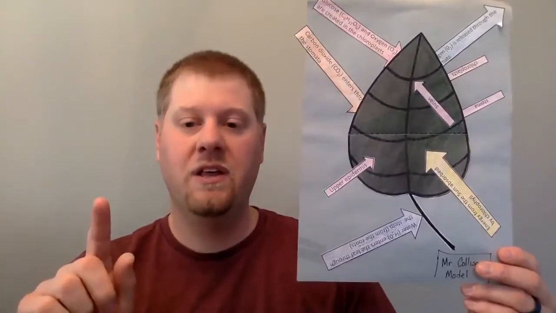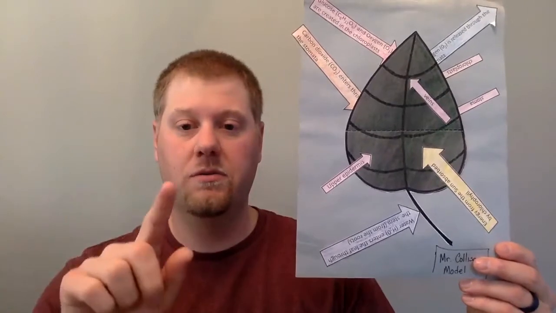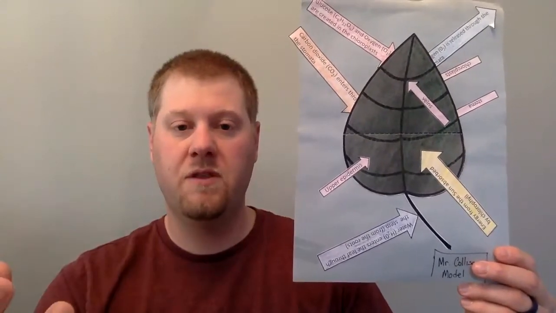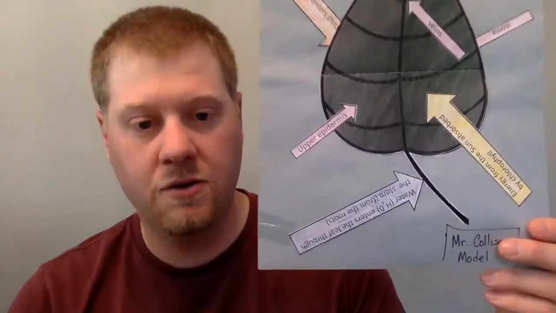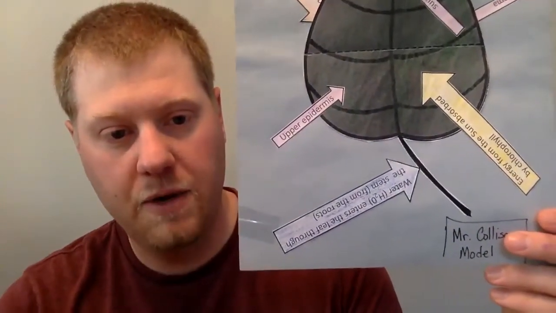So everything that we're seeing here is cyclical. We provide some of the stuff for the plant, the plant provides some of the stuff for us, and we're able to survive. Now, what you'll also notice here, guys, is I actually have a bunch of different arrows.